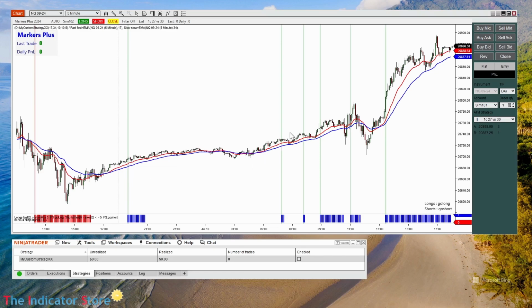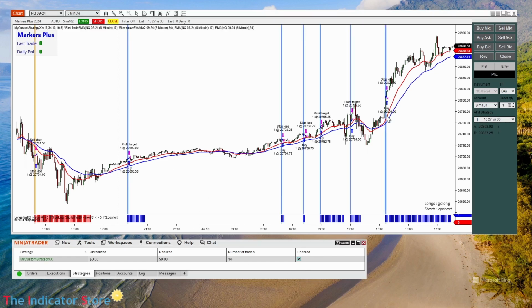Here we can see the signal. The signals were created with markers. This is not part of the system, but just a tool to help create the signals. But when we enable the strategy, we can see the signals and the trades. Now, which are the best parameters to use?